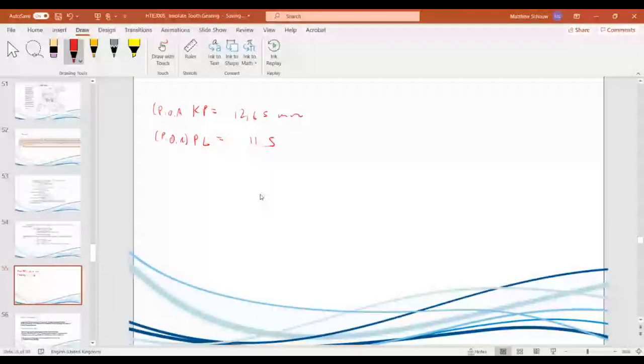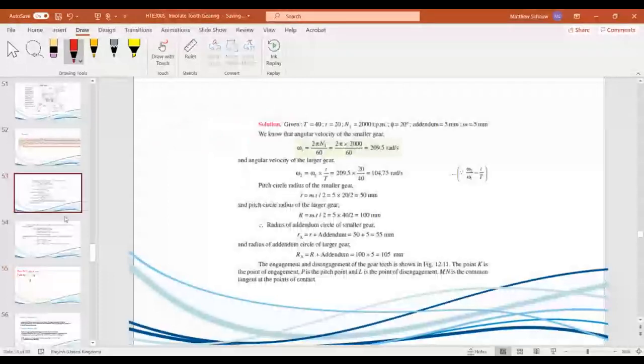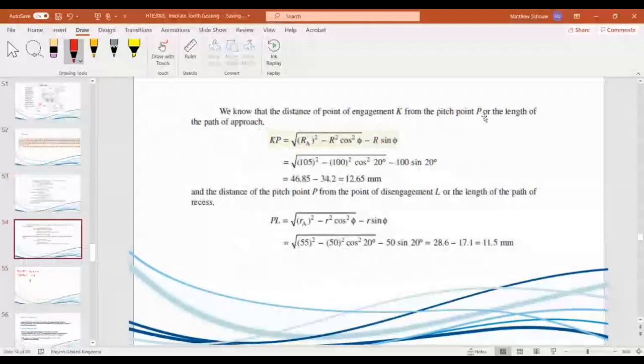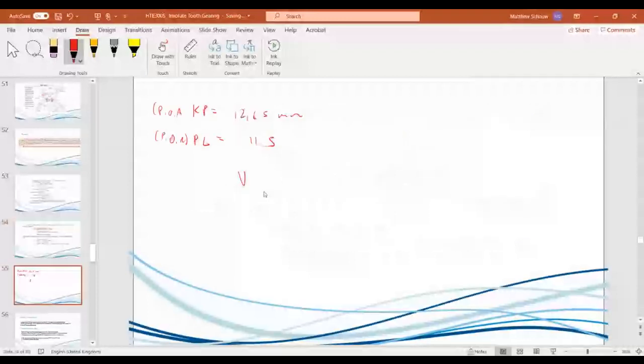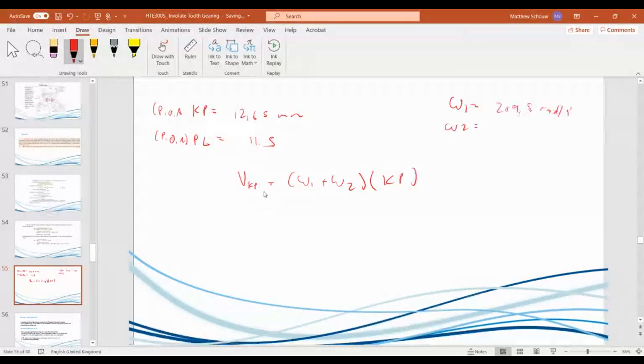So for us to find the sliding velocity at the point of engagement, what they refer to here is that we know the distance of the point of engagement is K from the pitch point P, or the length of the path. It's a very simple thing we basically do: we use V equals KP times omega 1 plus omega 2. It's basically the rubbing velocity at different parts, times KP. So I'm going to put my omega 1 here and omega 2 here, so you guys can work it out from here. But do you understand what I mean by the procedure is the same?